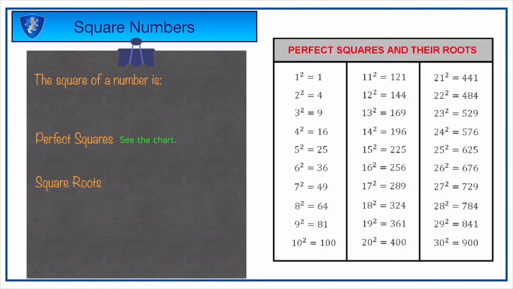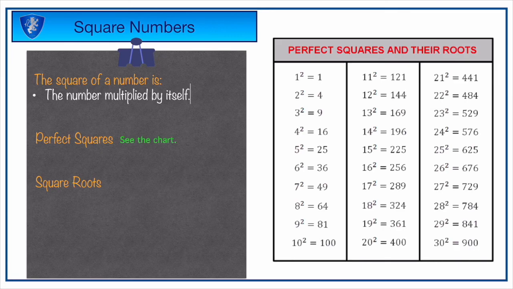The next one is square numbers. A square number is a number which is multiplied by itself. For example, 1 times 1 gives you 1, 2 times 2 gives you 4, 3 times 3 gives you 9. So all these, 1, 4, 9, are square numbers. And we've given you all the square numbers till 100 here.